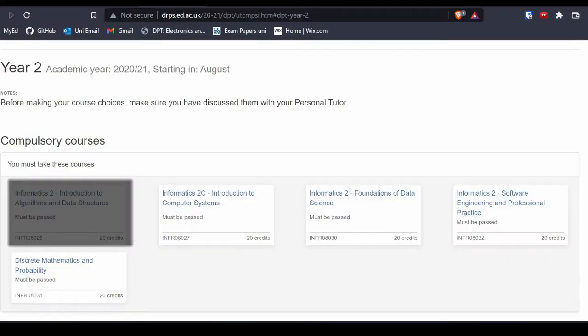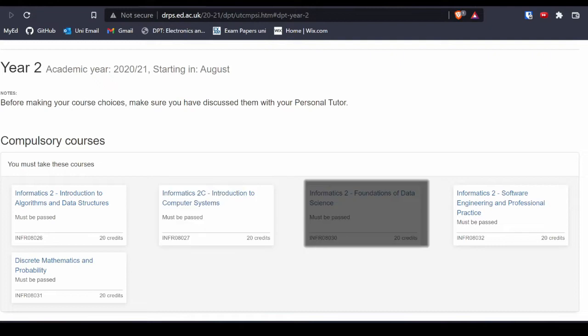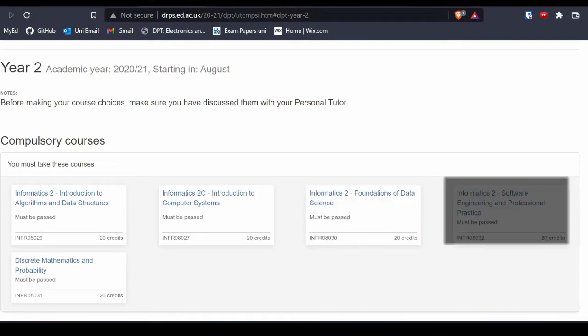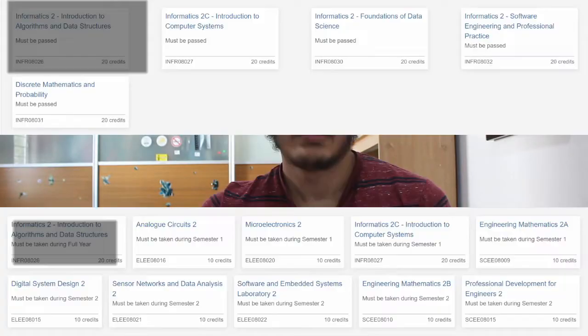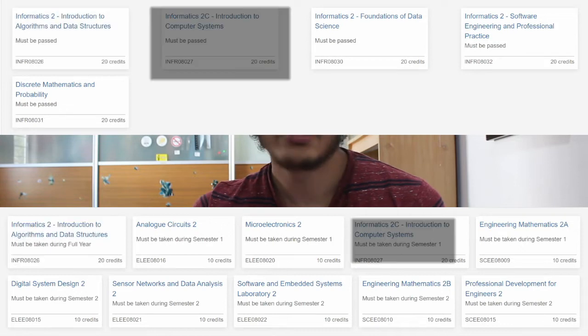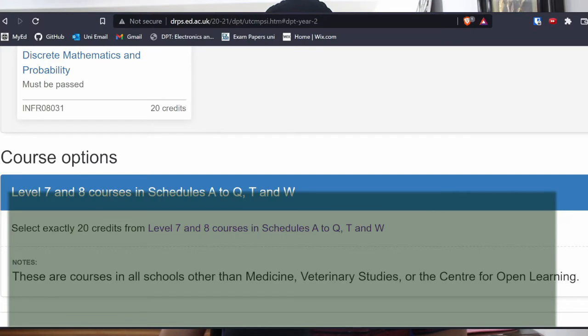All of this took a total of 120 credits, but for Computer Science BSc, they had Introduction to Algorithms and Data Structures, Introduction to Computer Systems, Foundations of Data Science, Software Engineering and Professional Practice, and Discrete Maths and Probability. So the similarities between mine and theirs are Introduction to Algorithms and Data Structures and Introduction to Computer Systems. They could take another 20 credits of optional courses, which could be anything, but I couldn't. For my joint degree, in both year 1 and year 2, I couldn't take any optional courses because it was filled with compulsory courses.